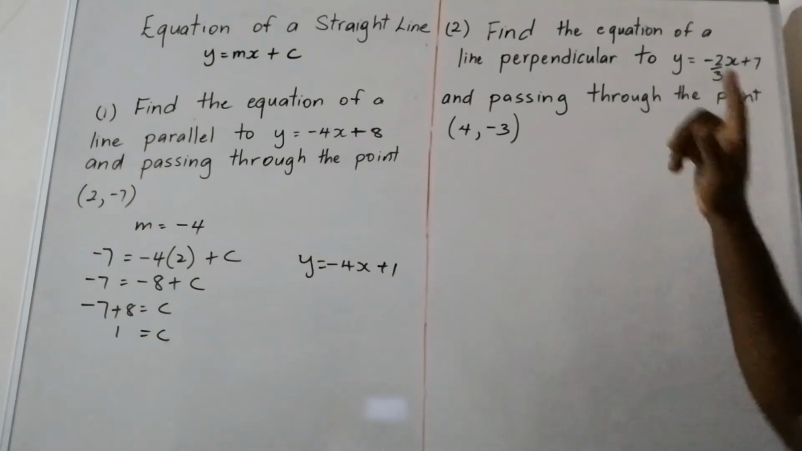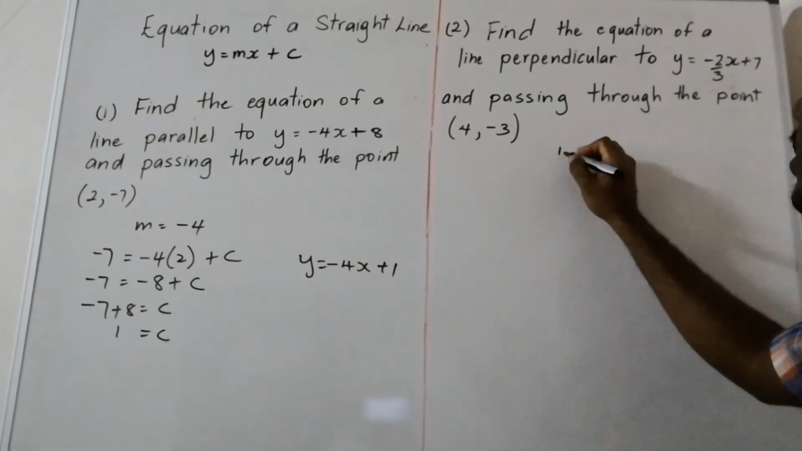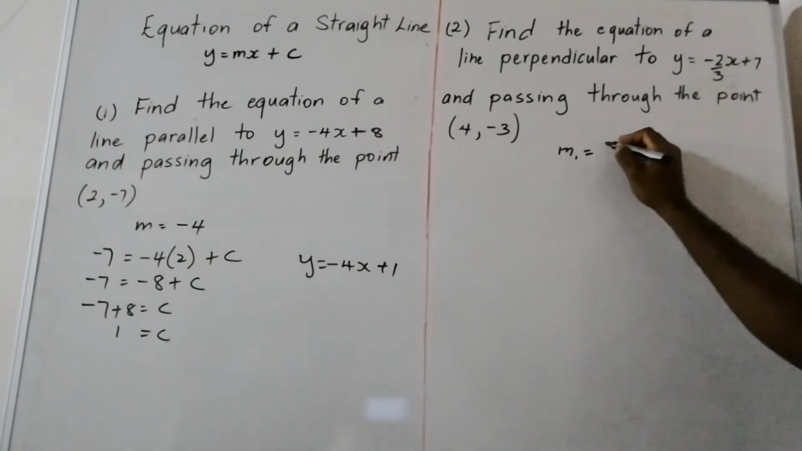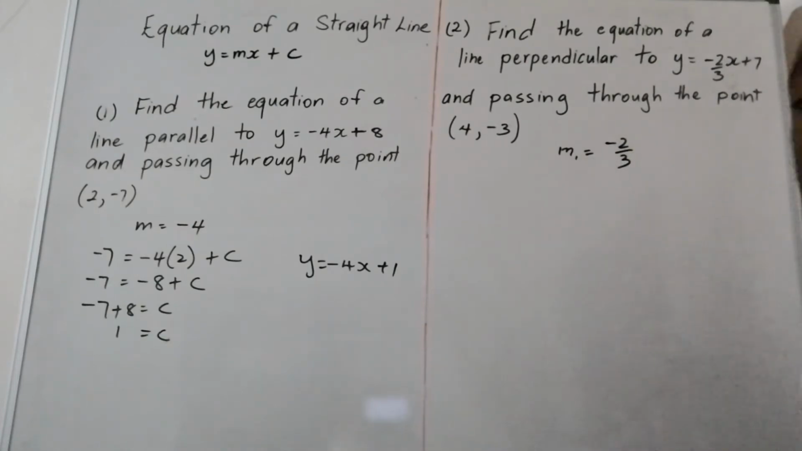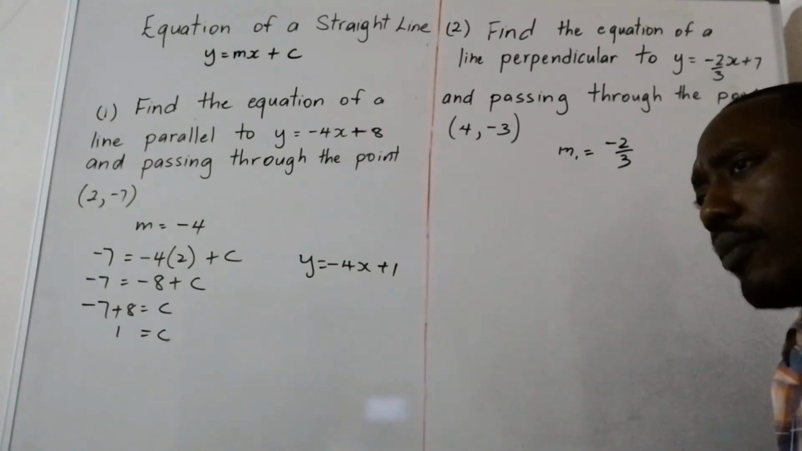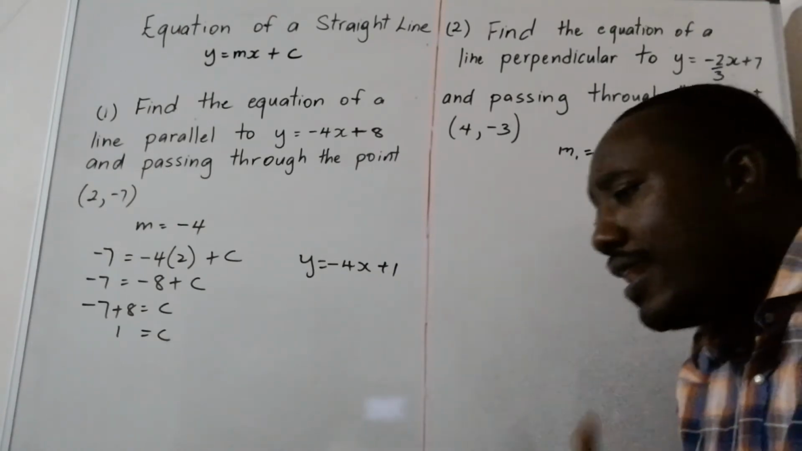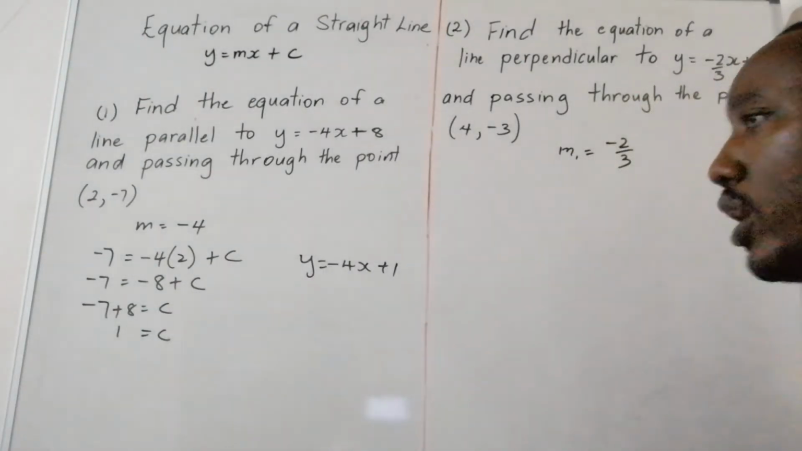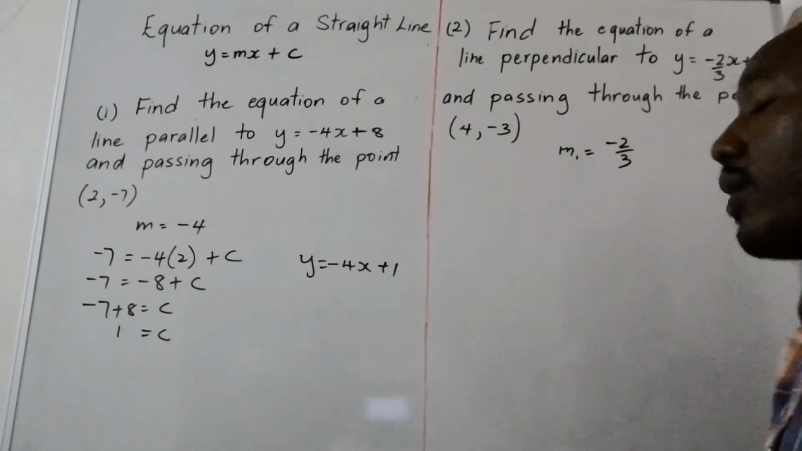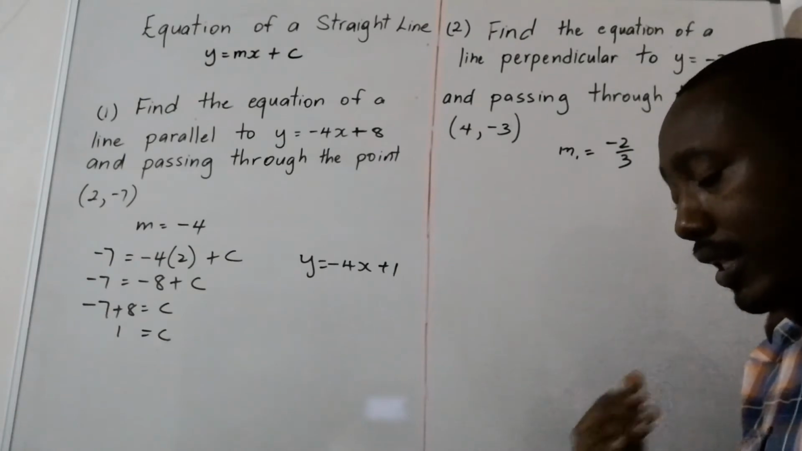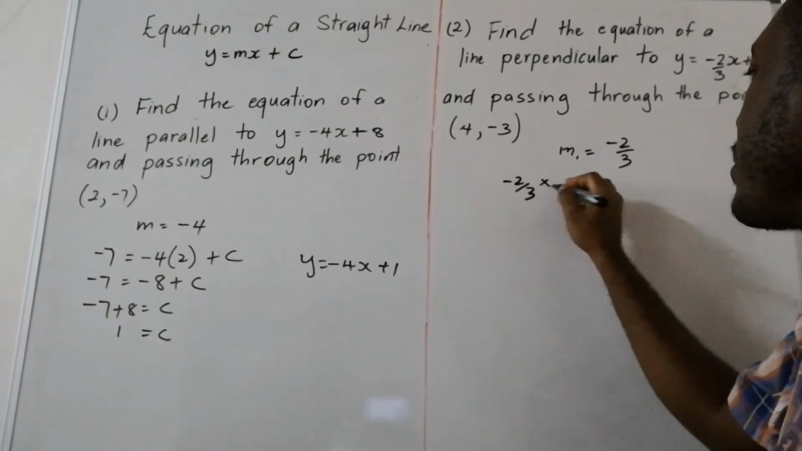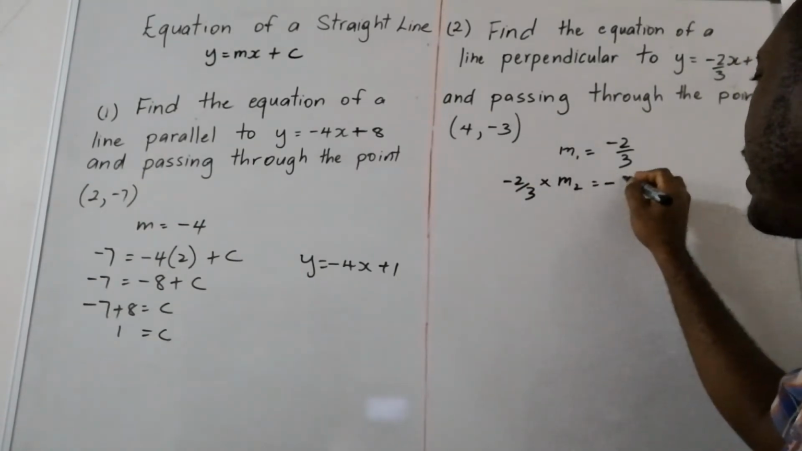So we know the gradient of this line. Gradient 1 is the coefficient of x, which will be negative 2/3. So the first thing we need to do is find the gradient of the perpendicular line. Now remember, if the line is perpendicular, it is the negative reciprocal. So we upturn and change the sign. Or when we multiply the two gradients, our answer is equal to -1. So m1, which is -2/3, times our second gradient, m2, will be equal to -1.